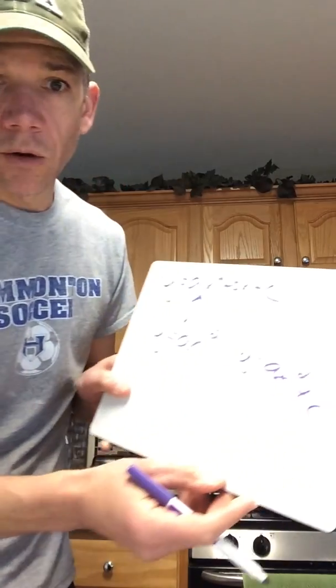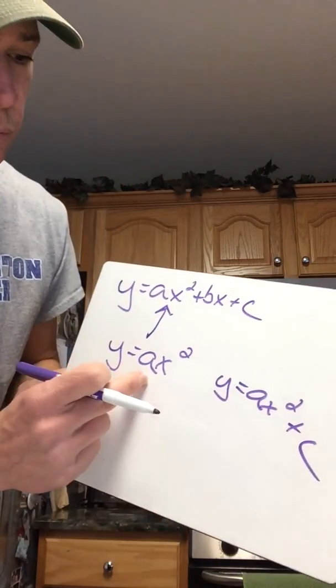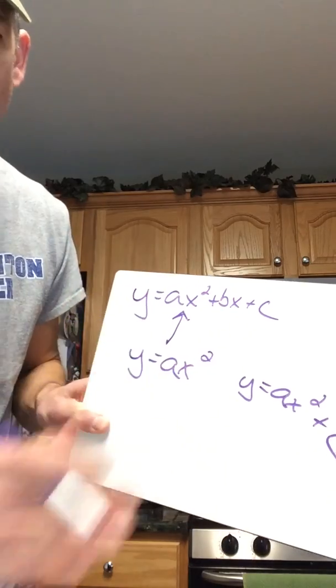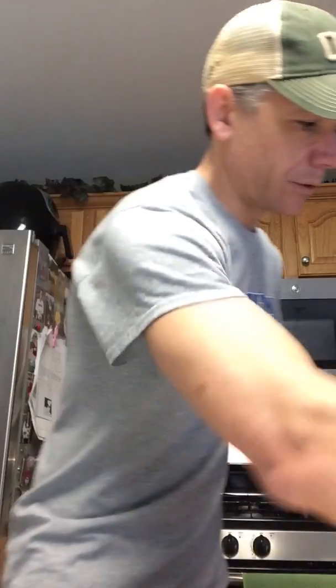You might have something that looks like y equals just ax squared, or you could have y equals ax squared plus c. But if the x squared's gone, we're back to linear, which is not what we're dealing with. We're dealing with quadratic stuff now. All right, so there's our standard form.